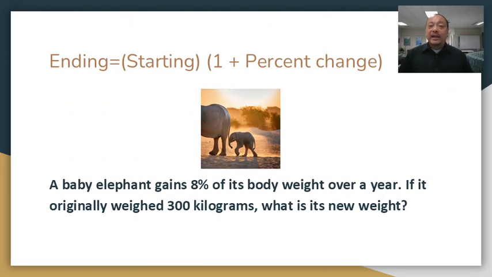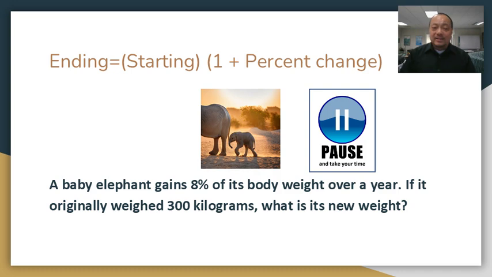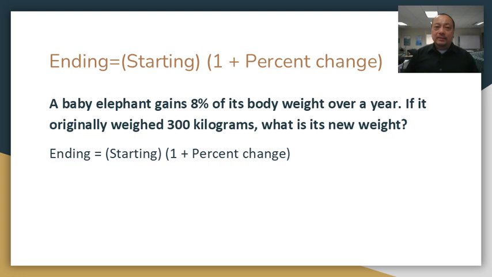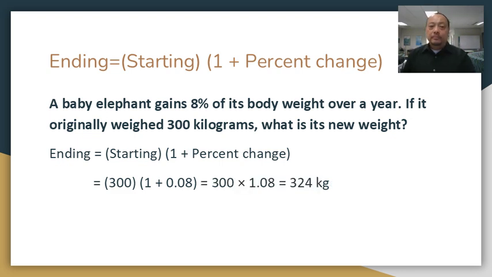A baby elephant gains 8% of its body weight over a year. If it originally weighed 300 kilograms, what is its new weight? You can see the formula at the top. Go ahead, press pause, and try this. Welcome back. Ending weight equals starting weight times 1 plus percent change. Plug in the values. Starting weight is 300, percent change is 8%, which equals 0.08 in decimal form, equals 300 times 1.08. Compute it out, equals 324 kilograms.